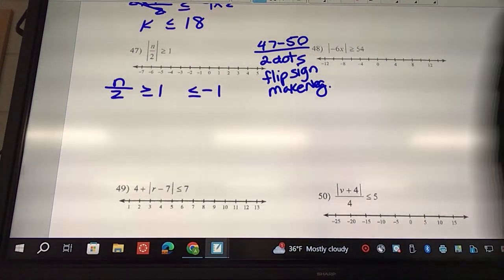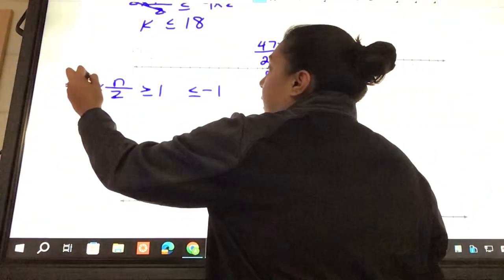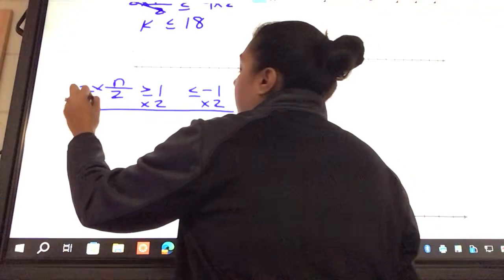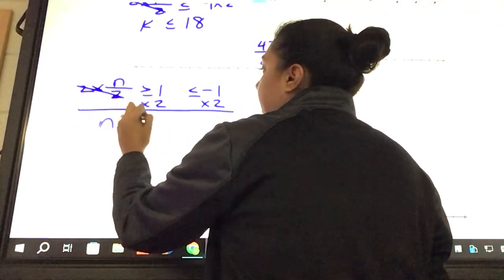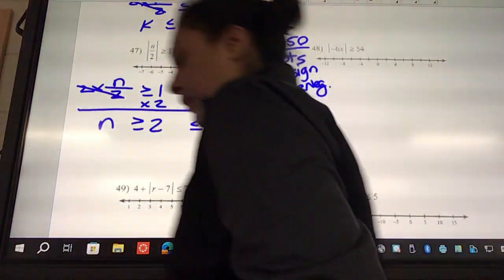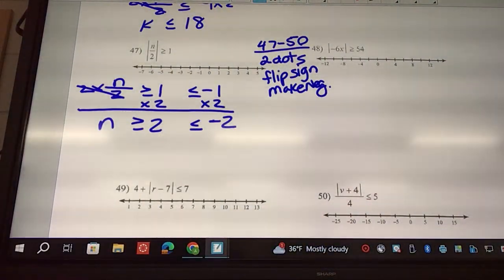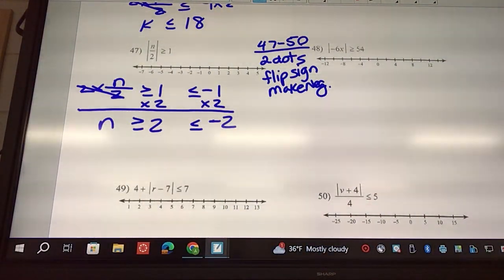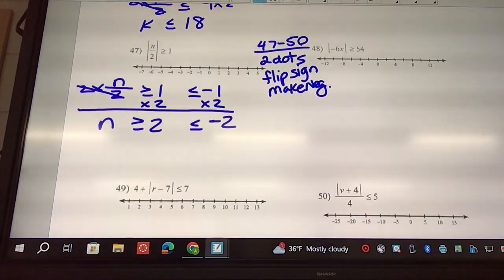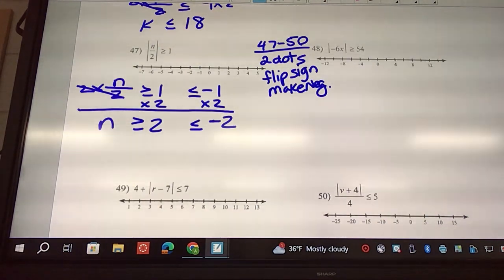Okay, now, did we multiply or divide by a negative? No, so do we need to flip the signs again? No. Okay, so it's going to look like n, a 2, and a negative 2. On these dots, should they be open or closed? Closed.